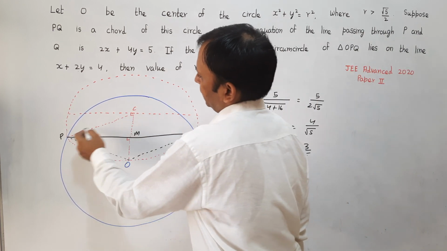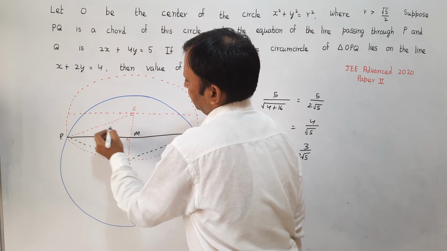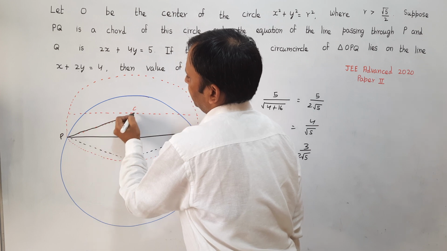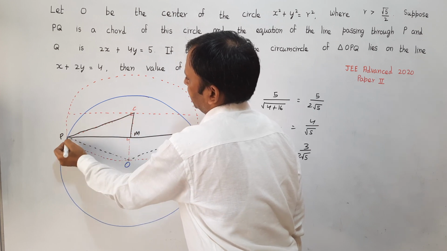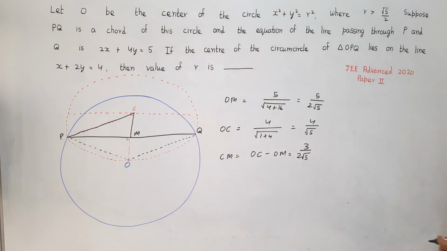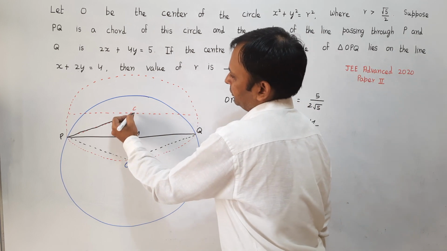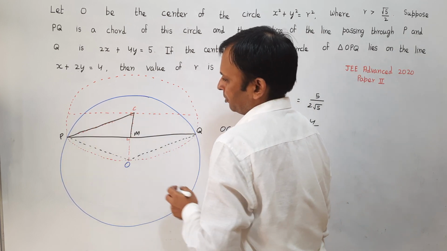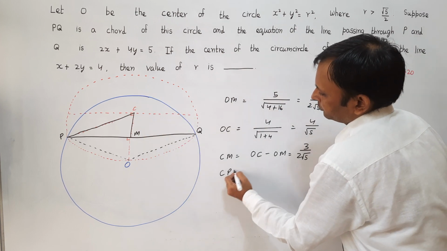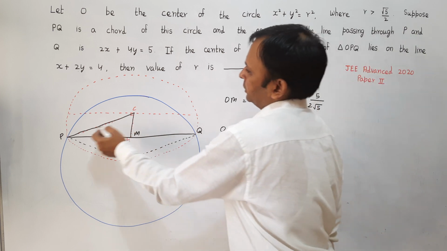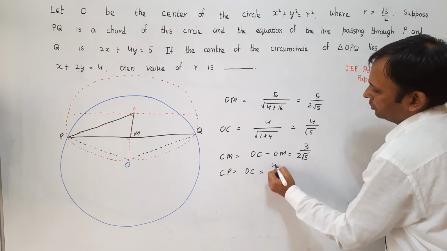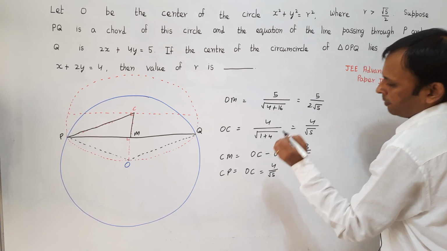Now here if I take this right angle triangle, I am talking about the triangle PCM. In this triangle, I will use the Pythagoras theorem. The first thing which I said is that the distance of this circumcenter from the 3 vertices is equal. So the distance from C to P will be equal to the distance from C to O. And what is the distance from C to O? Which is 4 upon root 5, which we have already calculated.